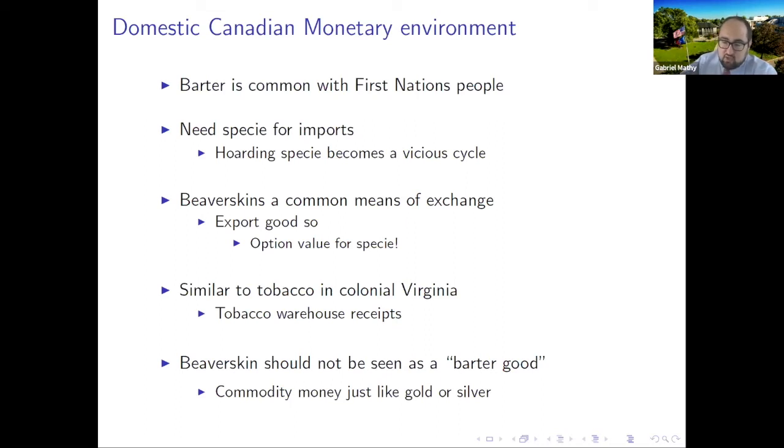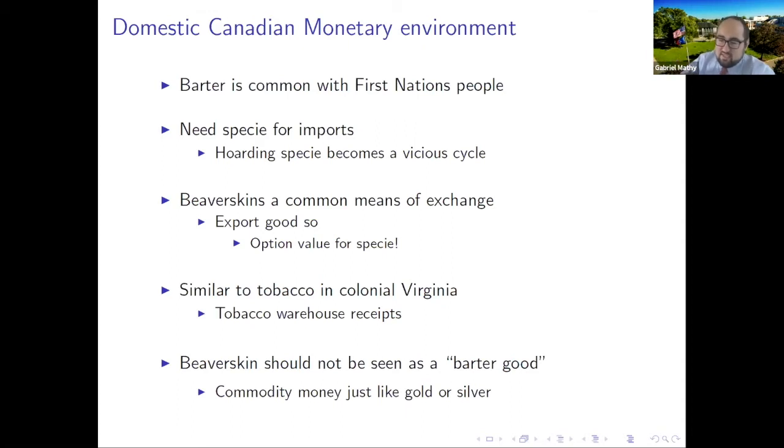And of course, you can't trade with other colonies officially. So all trade is supposed to go through France. So, if you want to get tobacco from Virginia, it has to ship through England to France, back to Quebec. So, I think that the export good is often going to arise as a form of money because it's an option value for specie. And so it's going to be similar to tobacco in colonial Virginia. They'll have tobacco warehouse receipts that will circulate as money.